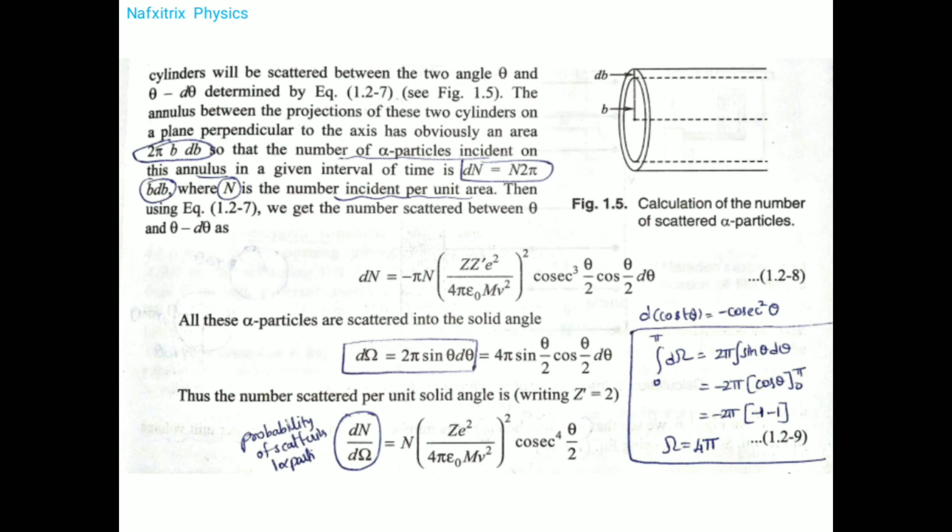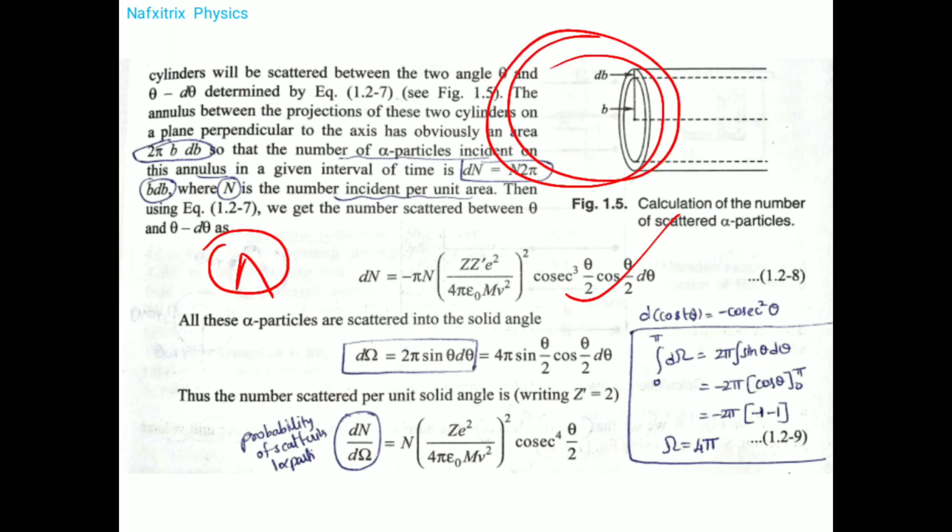So dn is nothing but all these alpha particles scattered into solid angle. Solid angle is like this: a circle is two dimensional, so if we consider the case of a sphere, which is three dimensional, then a three dimensional angle is nothing but a solid angle, just like a cone. The angle of the cone is some sort of solid angle.